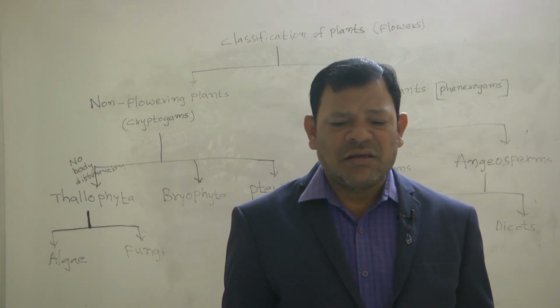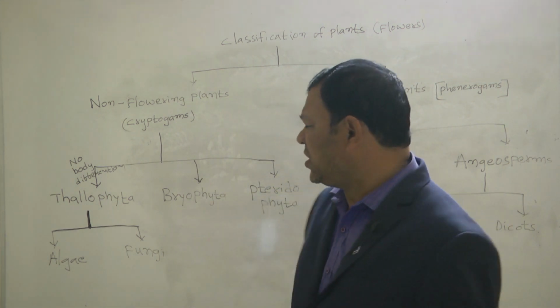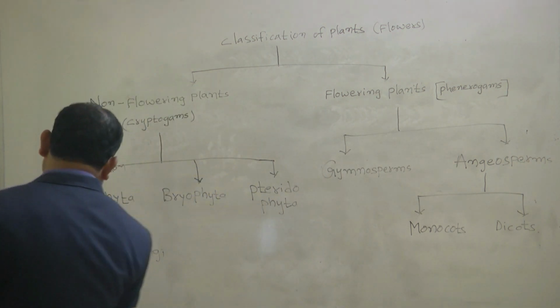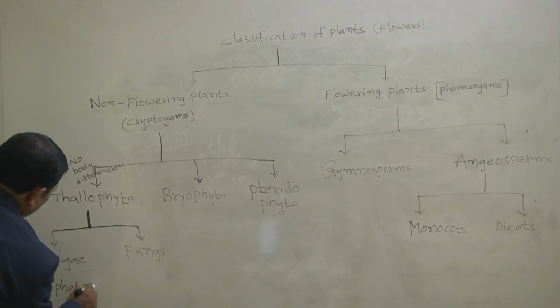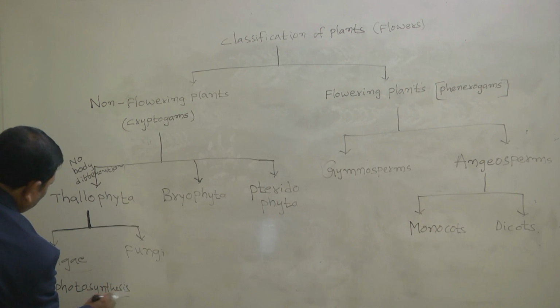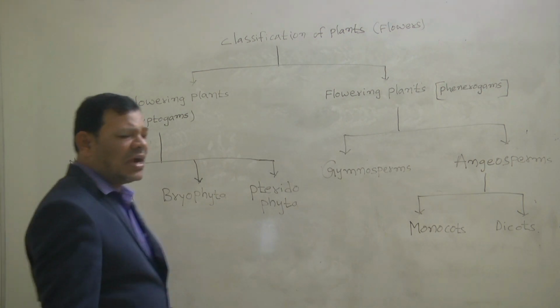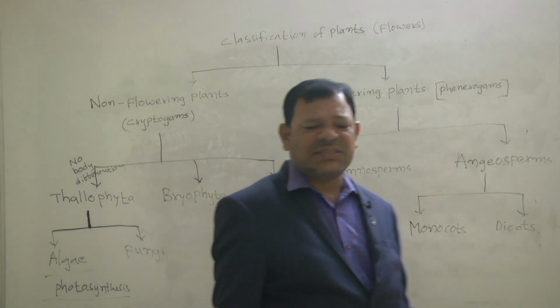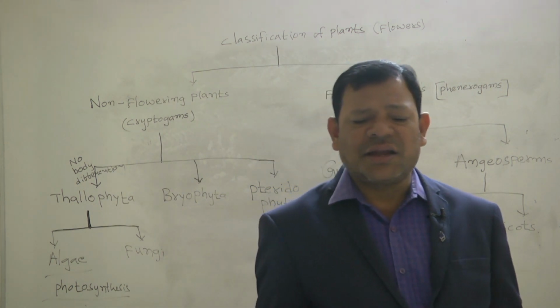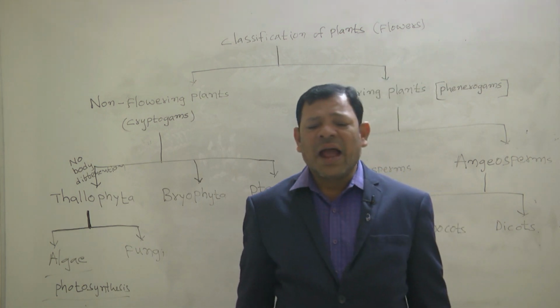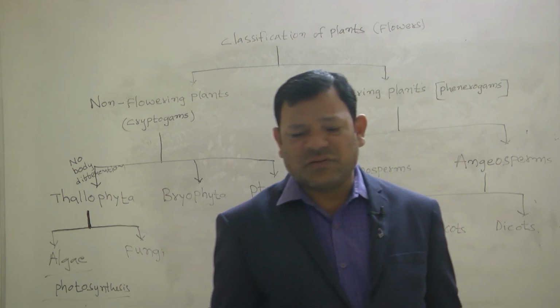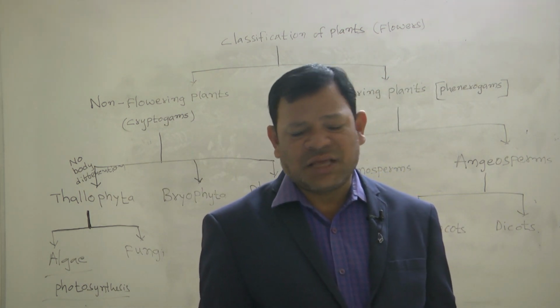Algae and fungi. Algae especially participate in the photosynthesis mechanism. That is their mode of nutrition. Organisms that can synthesize their own food do so through the photosynthesis mechanism. All the green plants can participate in photosynthesis and prepare their own food.